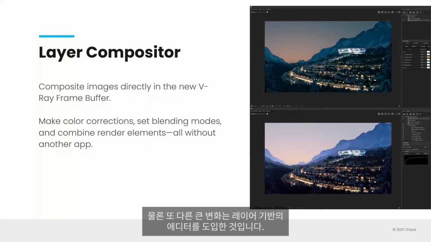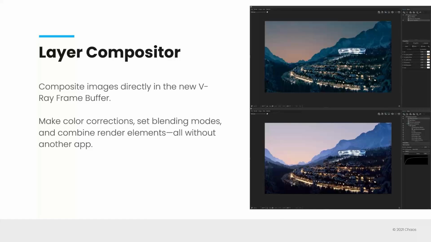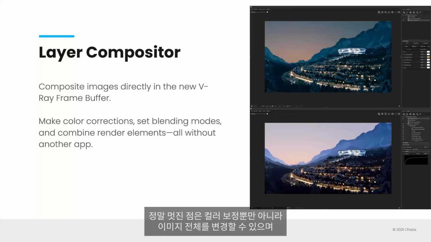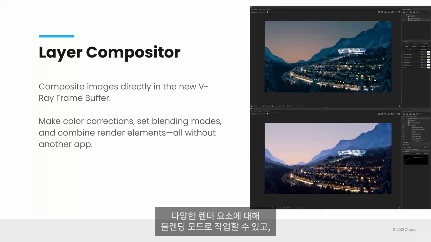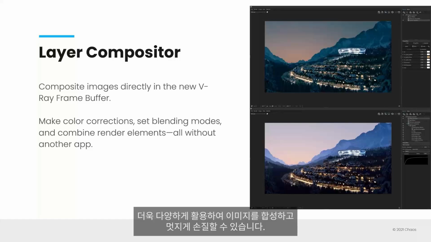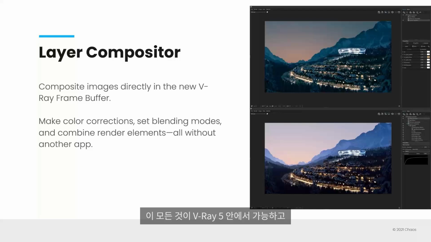Of course, the other big change here is introducing the layer-based editor. So this is where you'll also be able to do compositing in V-Ray 5. So a really cool thing here is that not only can you do color corrections and make changes to the overall image, but you can also composite specific render elements. So you could combine render elements, you could work with blending modes for different render elements, and really you can go quite deep with this to compose your image and just fully polish it and do it all within V-Ray 5 rather than having to switch to another application or anything like that.